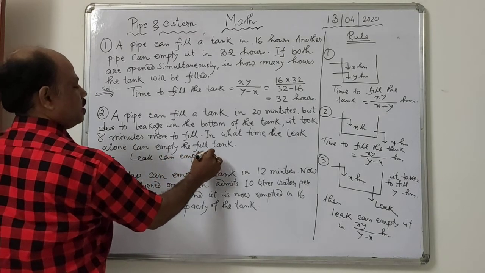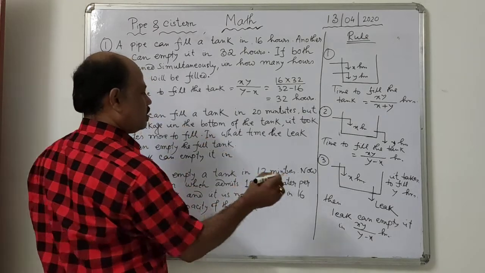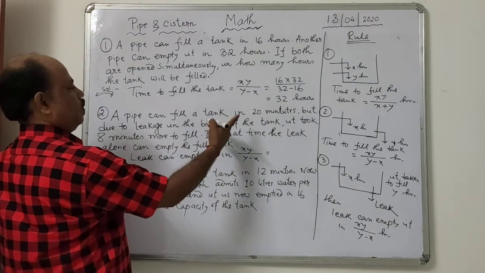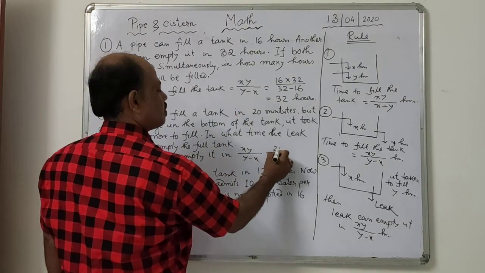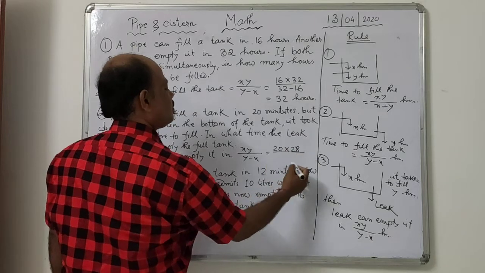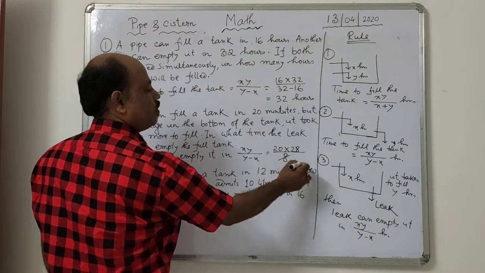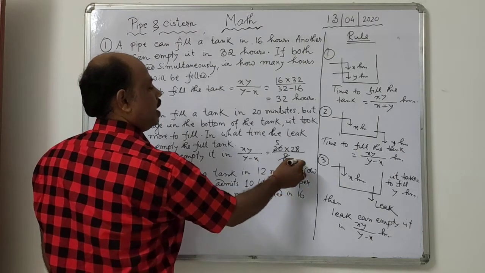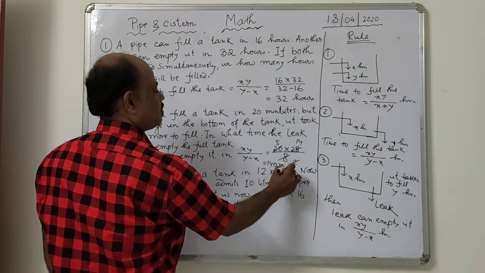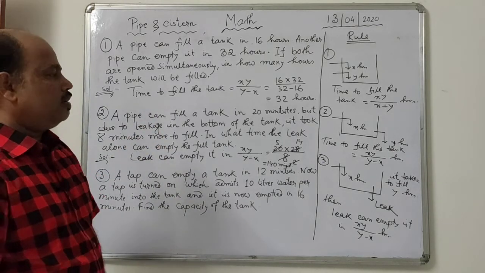Empty it in, third formula, xy by y minus x, that is after putting the value of x and y, 20 and but 8 minutes more, that is 28, and difference will be 8. After calculation, 4 2s are 8, 4 5s are 20, and 2 14s are, that is 140 minutes. That is actually the answer of question number 2.